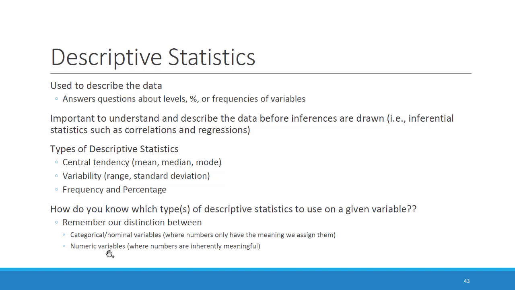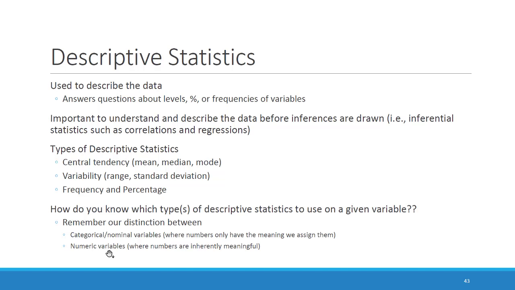Remember that categorical or nominal variables are variables for which numbers only have meaning that we assign to them. So for instance, if we were to assign the number 1 to male and the number 2 to female, then we have assigned those numbers 1 and 2 to our gender variable. It doesn't mean that females are higher than males on anything because the number 2 is higher than the number 1. So the numbers only have the meaning that we assign to them.